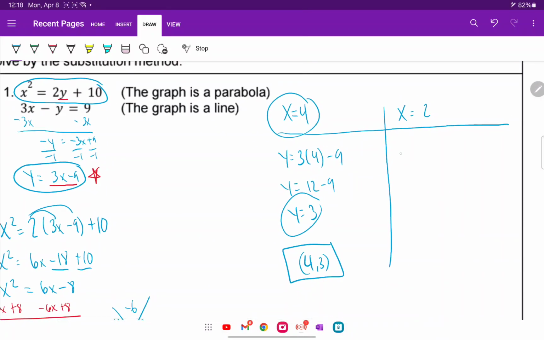And my second one is going to be y equals 3 times 2 minus 9. 3 times 2 is 6. 6 minus 9 is negative 3. So now we have x comma y, 2 comma negative 3. And those are our two points where they do intersect.